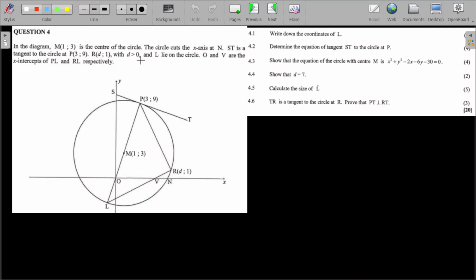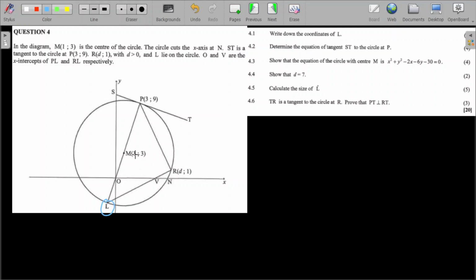D maps to 1, where D is greater than 0, meaning D, okay, we know that D obviously cannot be negative. That's why it says greater than 0. And L lies on the circle. Okay, it's very, very important. Now calculate the length, write down the coordinates of L.